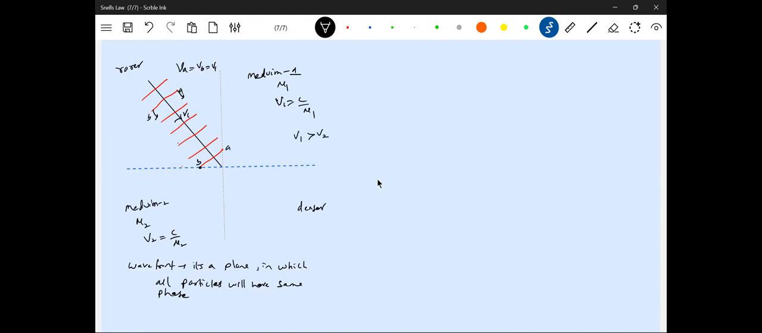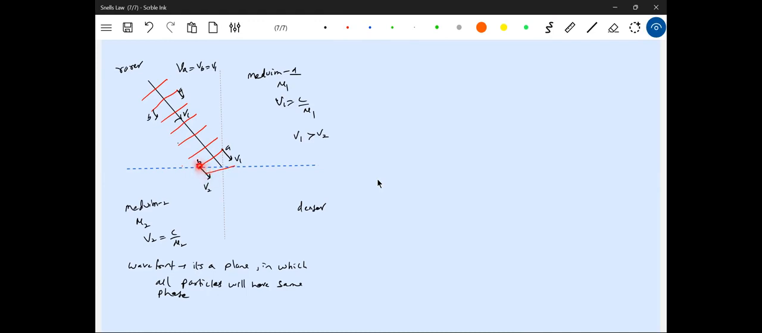Now B has entered into the medium, so what is its speed? It will become V2. And A is yet to enter into medium 2, so it will have a speed V1. So what will happen to the wavefront now? The point B on the wavefront will have less speed than this in a given interval of time. The wavefront here will be like this.